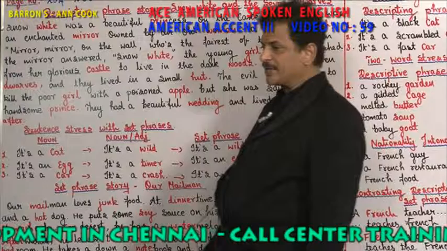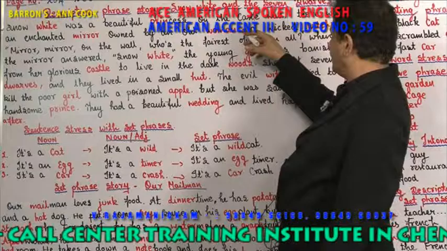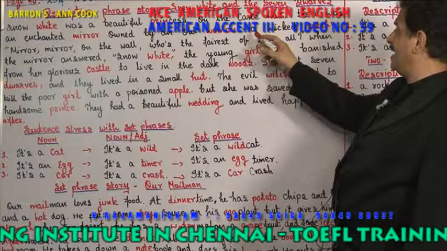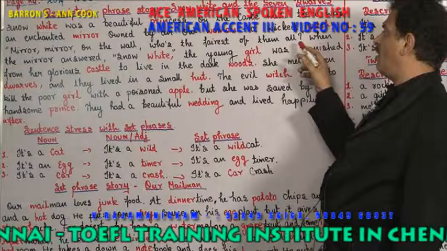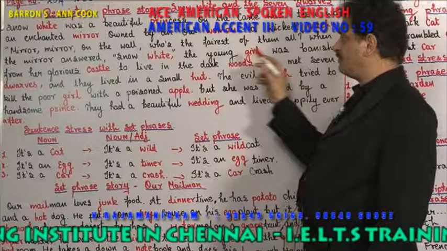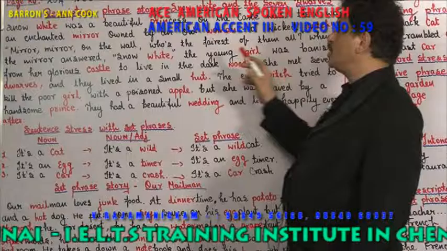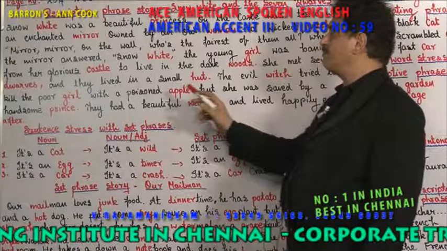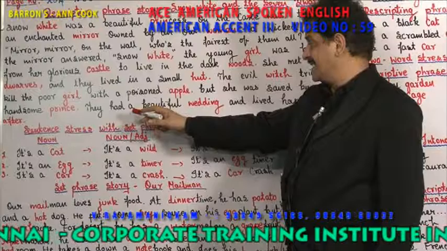Snow White was a beautiful princess. On the castle wall, there was an enchanted mirror owned by an old woman, a wicked witch. Mirror, mirror on the wall, who's the fairest of them all? When the mirror answered, Snow White, the young girl was banished from her glorious castle to live in the dark woods. She met seven dwarves and they lived in a small hut. The evil witch tried to kill the poor girl with a poisoned apple, but she was saved by a handsome prince. They had a beautiful wedding and lived happily ever after.